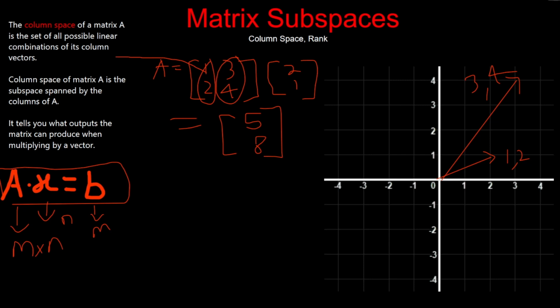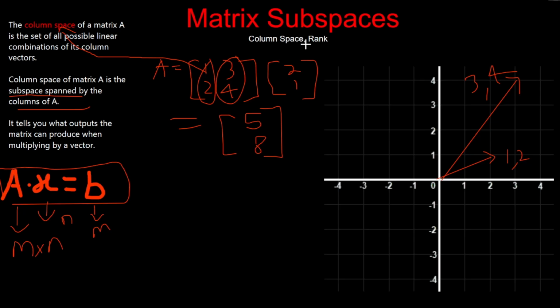This is actually called the column space of this matrix A. It is also the subspace which is spanned by the columns of A. The subspace spanned by the columns of A in this case is just the whole 2D plane. So that's it about the column space.